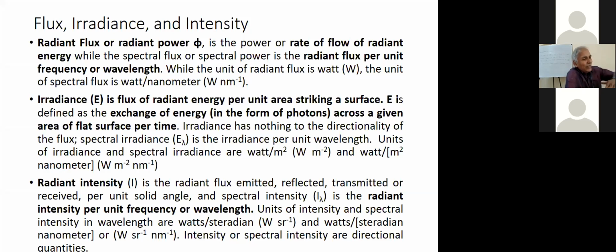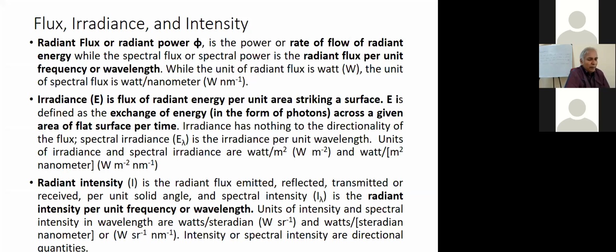The moment I put per unit solid angle, then obviously it depends on the direction from which the radiant flux is approaching the given surface. So this is highly directional, and the radiant intensity has a unit of radiant flux per solid angle, so it is watts per steradian. Again, we can talk about the concept of spectral radiant intensity. Spectral radiant intensity would be nothing but the radiant intensity per unit wavelength, so the unit of that would be watts per steradian per nanometer.